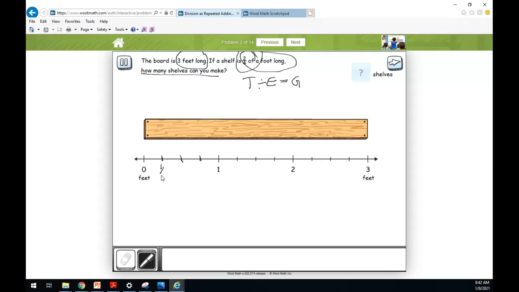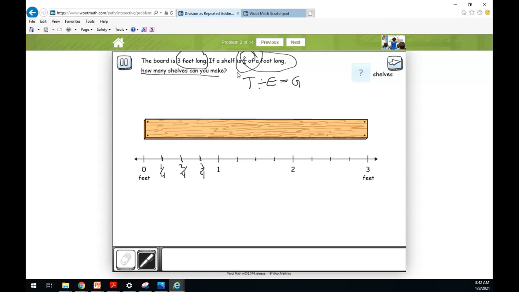I have 1/4, 2/4, 3/4. And I could continue doing this on my number line. My number line is always going to have the same amount of tick marks for each one. So this means that this is 1/4, 2/4, 3/4, 4/4 makes a whole. So this would be 8/4, and I could keep going. So I want to figure out how many 2/4 are in 3 feet.